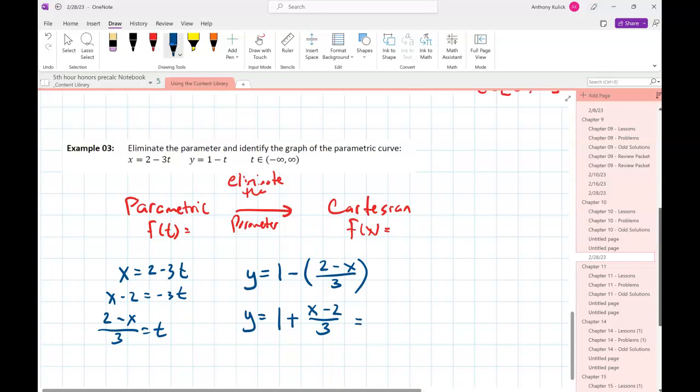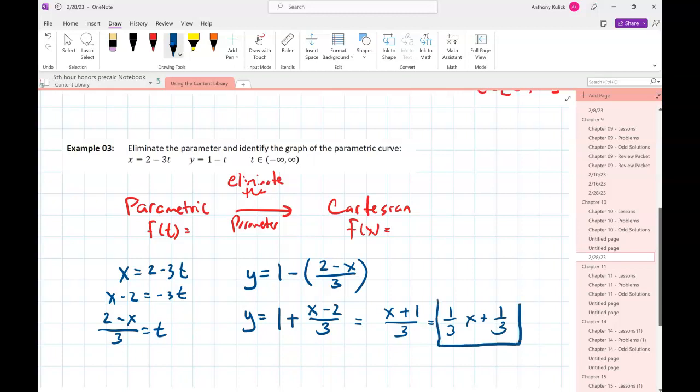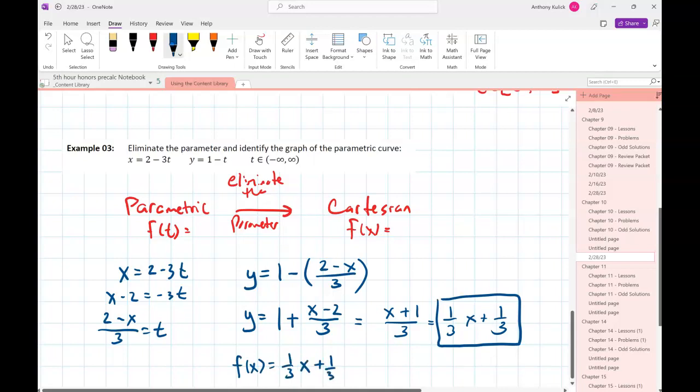So I'll go and push the negative sign through. And then I'll make a common denominator and add my fraction. And then I'll just rewrite this. And what do you see here? What type of graph should we be getting? It's a line.